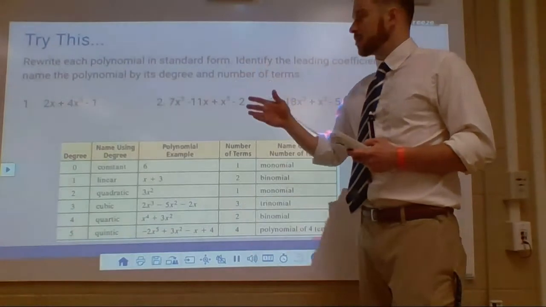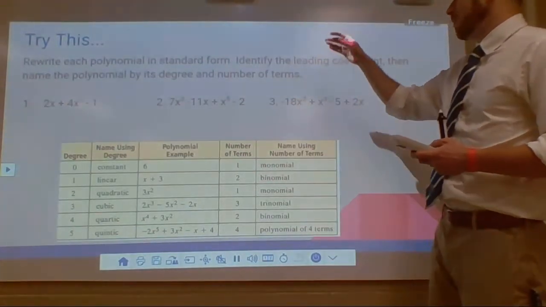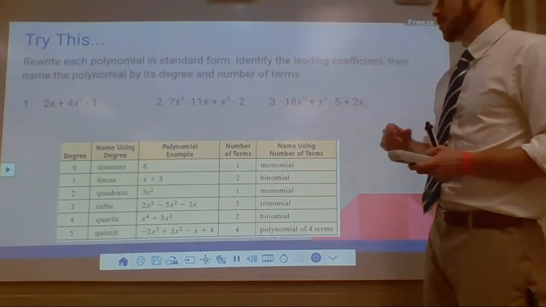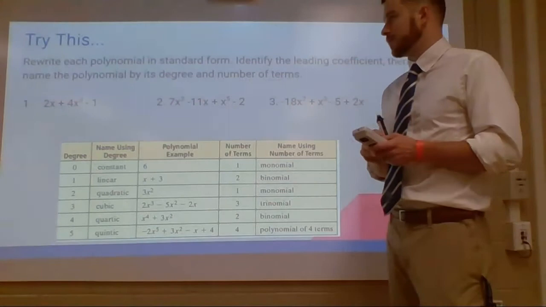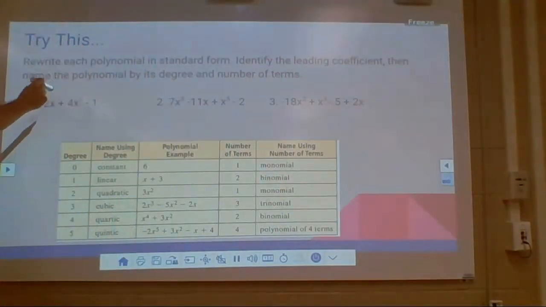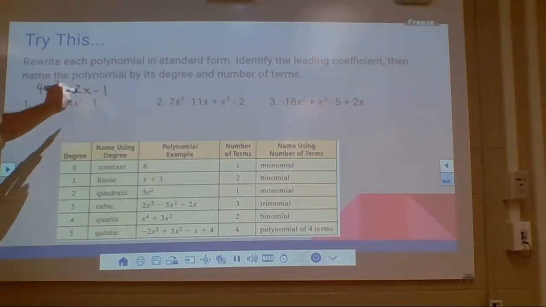Now let's try this. We're going to rewrite each polynomial in standard form first. Then we're going to identify the leading coefficient, then name the polynomial by its degree and its number of terms. Alright, so let's first rewrite the polynomials in standard form. So we have, the highest degree is 3, so I'm going to say 4x cubed plus 2x minus 1.